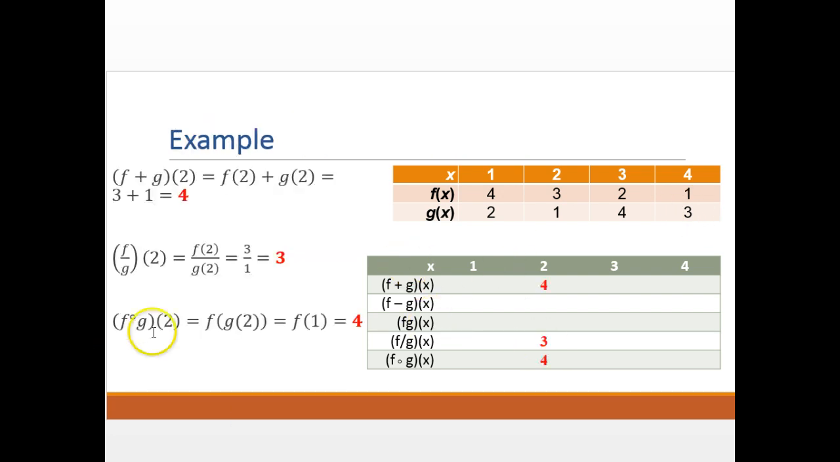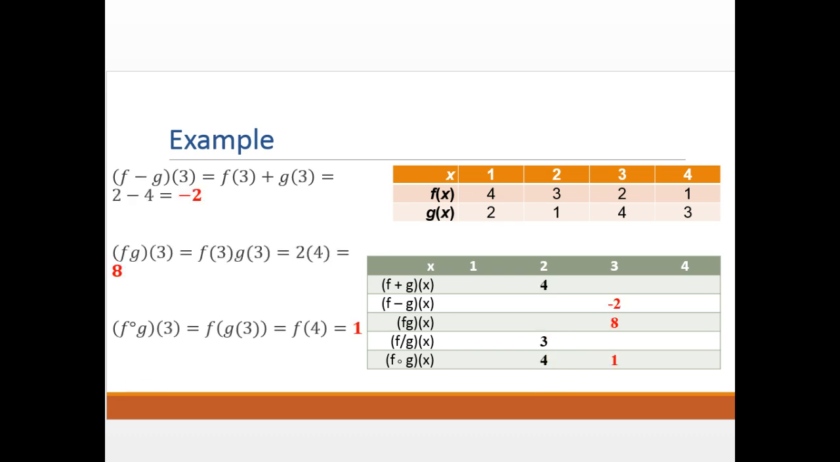Let's start with a few examples. f plus g of 2. Well, f plus g of 2 is f of 2 plus g of 2. f of 2 is 3, g of 2 is 1, 3 plus 1 is 4, so I'm filling in the table here. f divided by g of 2 is f of 2 over g of 2. Again, f of 2 is 3, g of 2 is 1, so 3 divided by 1 is 3. f of g of 2, again, we're going to rewrite this as f of the quantity g of 2. g of 2, we already said, was 1. So what's f of 1? Well, f of 1, according to our table, here's x equals 1. f of 1 would be 4.